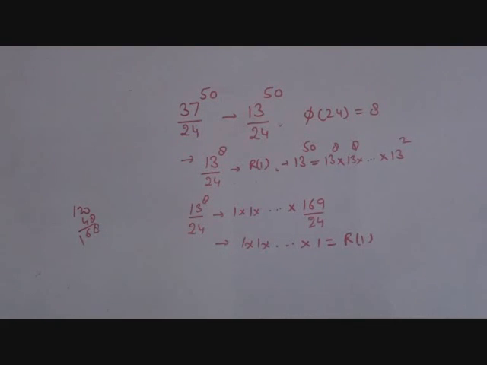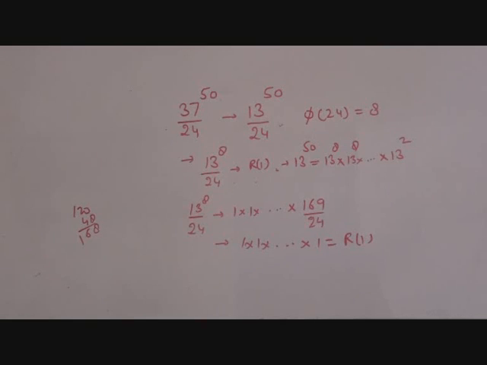Again, I divide 37 by 24, I get 13. So I have to find out the remainder when 13 raised to 50 is divided by 24. Now I know 13 and 24 are coprime to each other, so I find out phi of 24. So phi of 24 is equal to 8. So I say that 13 raised to 8 will give me remainder 1 with 24.